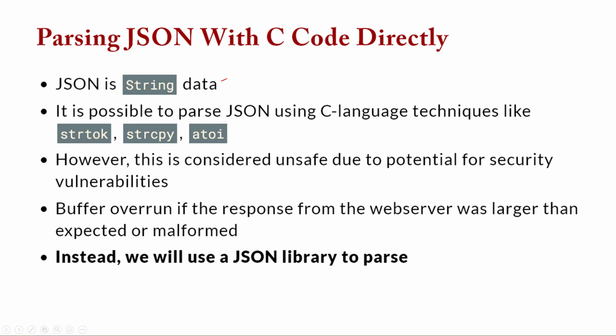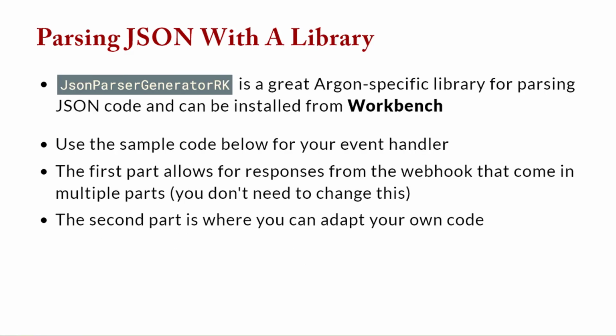There's a lot of libraries that you could use. The one that we're going to use is called JSON Parser Generator RK. This is built specifically for the Argon by a member of the Particle community. They may work at Particle, I'm not entirely sure. But it's very active in the community, and it's pretty useful.